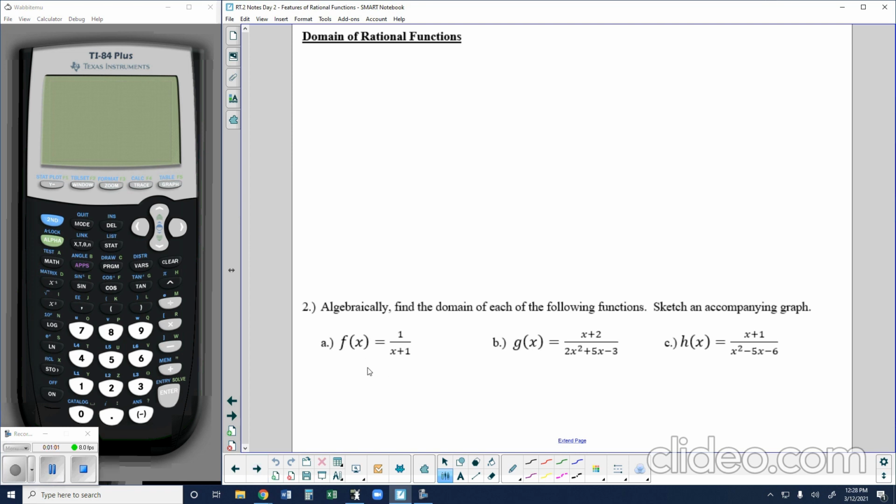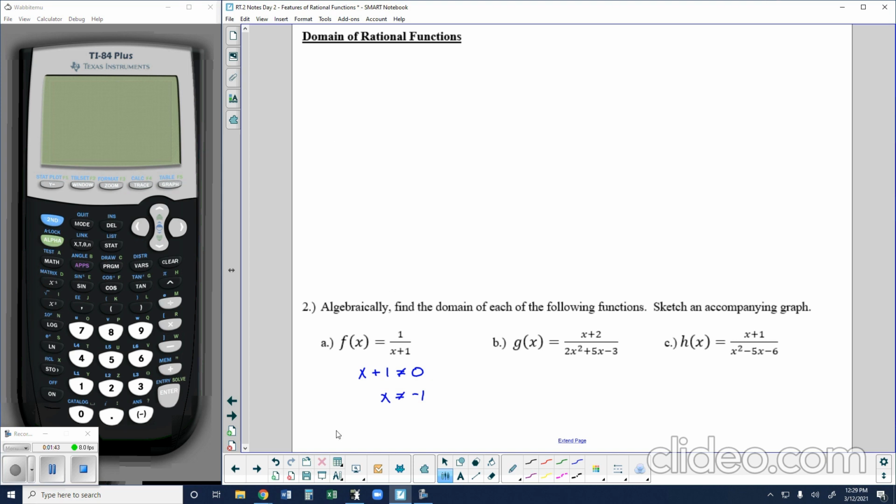If I take a look at the function here in 2a, it says algebraically find the domain of each of the following functions and sketch an accompanying graph. Right now, I'm going to assume that x could be any real number. Well, what we also know is that the denominator cannot be 0. We cannot have a 0 in the denominator of any fraction. So my denominator, x plus 1 in this case, cannot equal 0. Therefore, x could not be negative 1. So we know that at least negative 1 cannot be a solution for x.